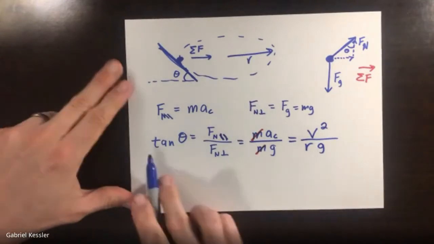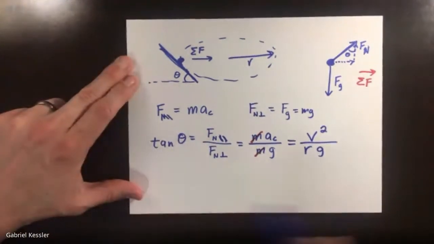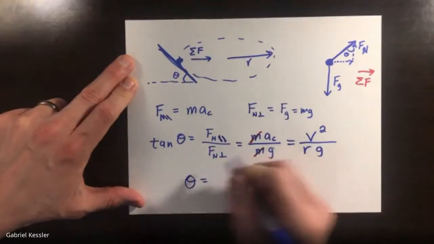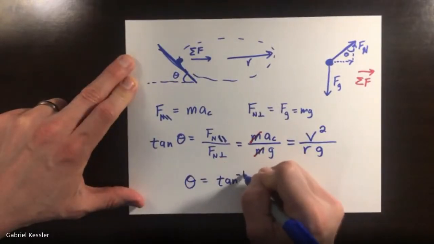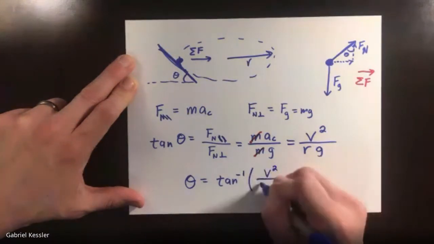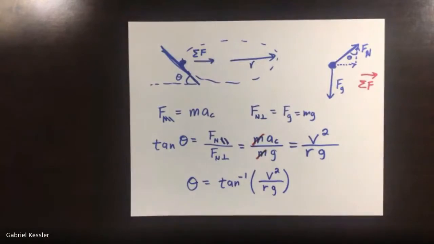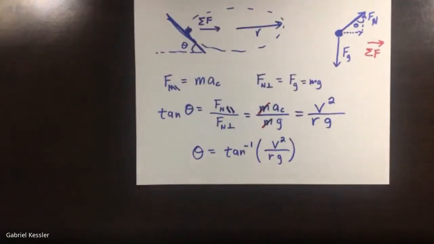And that'll be equal to tangent of theta. So the angle will be equal to inverse tangent of that speed squared over radius times g. All right. How we doing? Other questions?